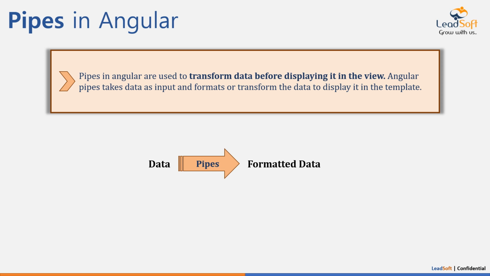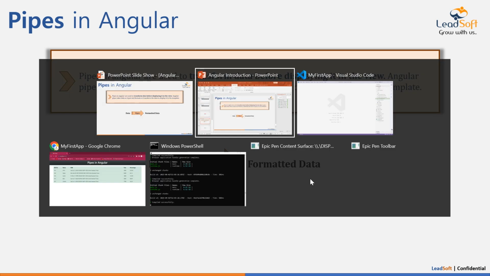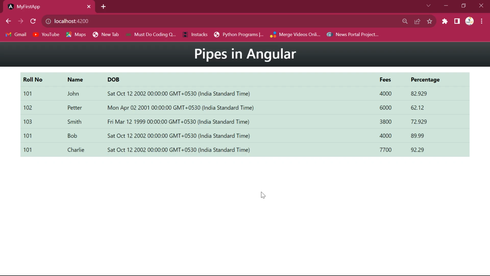Now let us understand the implementation of a pipe. We have some data in a backend or in a TypeScript file, and we have to format that data using pipes. So let us understand with this example. Here, you can see, let me show you the output. I have created one table, and in the table using ngFor, we have put our 5 columns. Let me show you these columns along with the data.